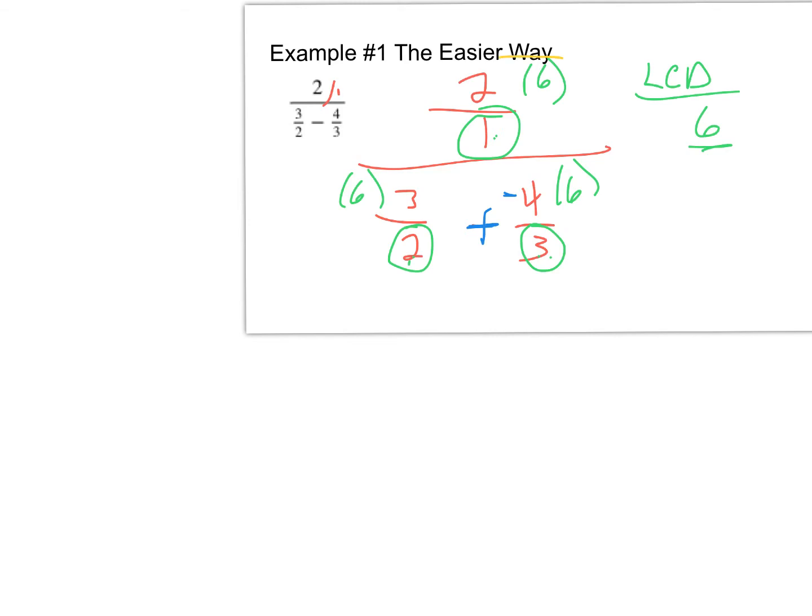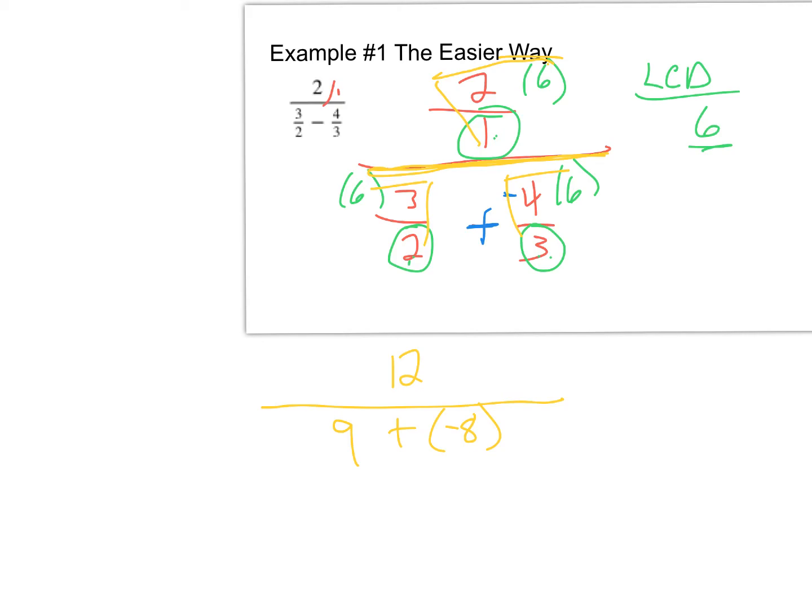So 6 times 2 is 12, divide by 1 is 12. So you're going to have 12 over, now it's this big division sign here, 6 times 3 is 18, divide by 2 is 9. 6 times negative 4 is negative 24, plus negative 24 divided by 3 is negative 8.